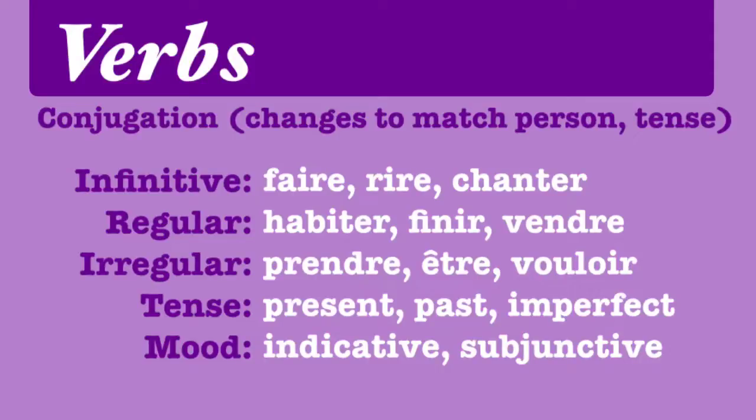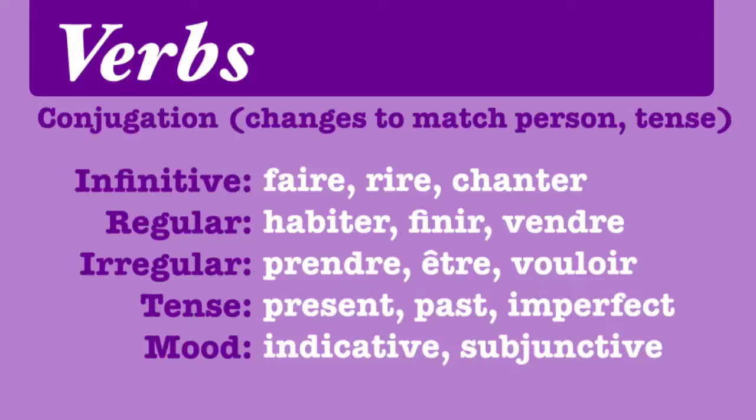Habiter, to live, which is a regular ER verb. Finir, to finish, a regular IR verb. And vendre, to sell, a regular RE verb. So each of these three categories follow a set pattern of conjugation. And once you know the pattern, for example, for regular ER verbs like habiter, you can take any random regular ER verb and follow the same pattern to conjugate it.